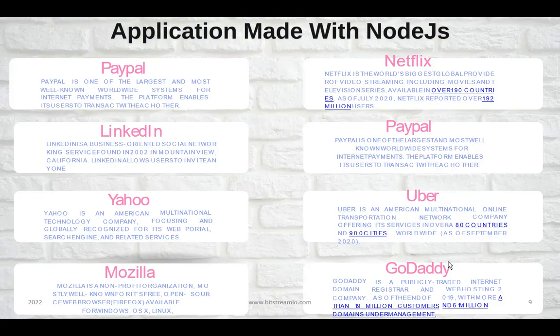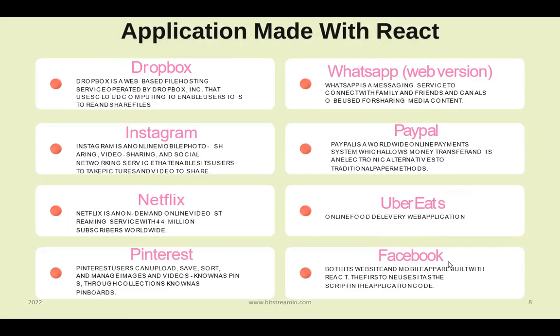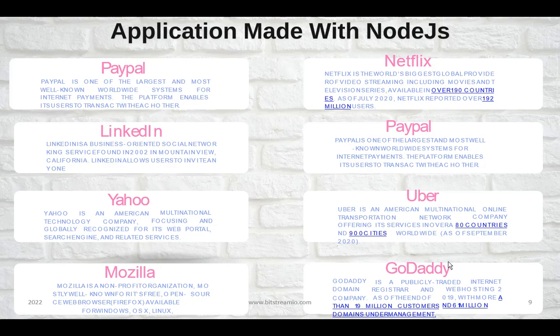Next, as I told, this is the front end. The next I told was the back end. For the back end, PayPal, Netflix, LinkedIn, Yahoo, Uber, Mozilla, GoDaddy: all these backends are maintained now with Node.js only. Why Node.js? Only a smaller number of developers is needed, and if you are good at front end, you can do back end because of the JavaScript framework.